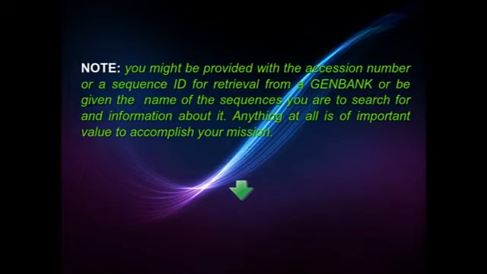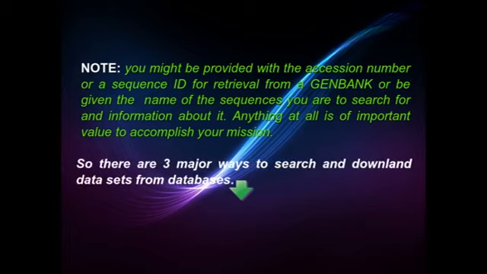Let's keep going. Okay, notes. You might be provided with an accession number or a sequence ID for retrieval from a gene bank, or be given the name of the sequences you are to search for and information about it. Anything at all is of importance to accomplish your mission. So it gives us a note, a reference, a scenario, and we'll work on it as we go.